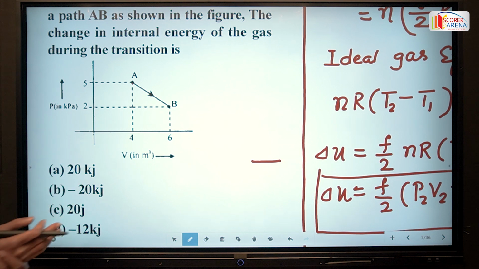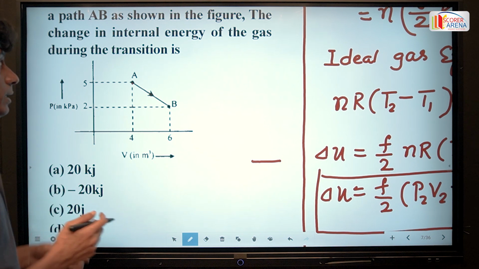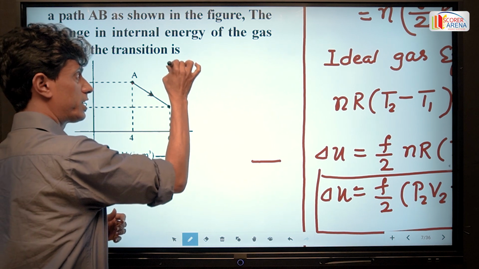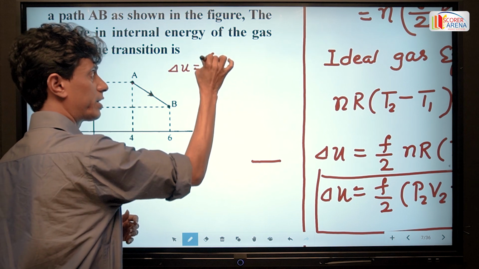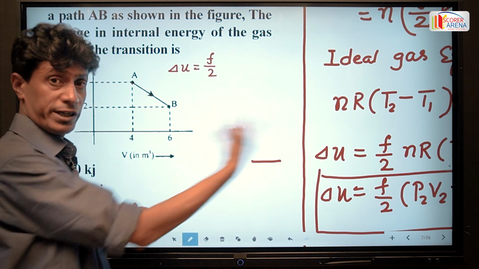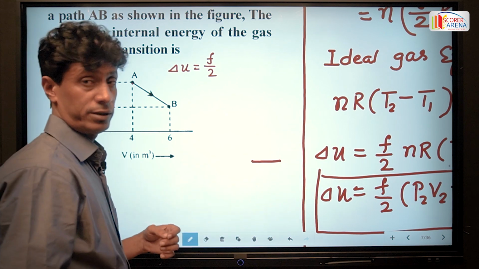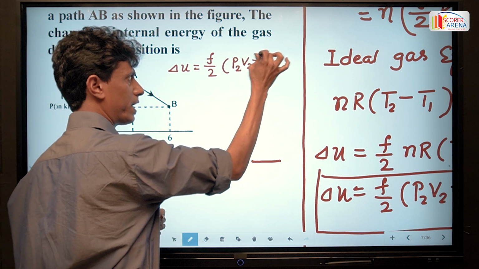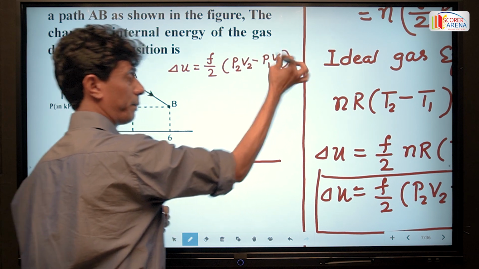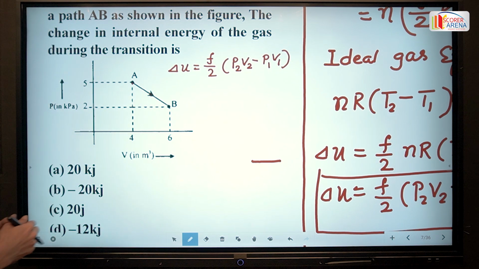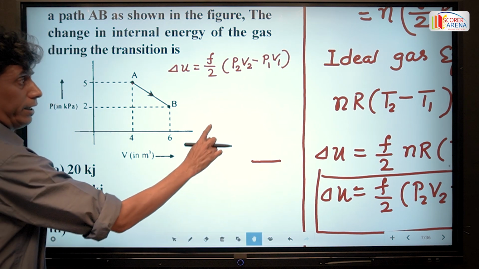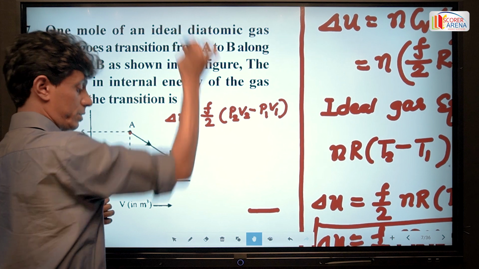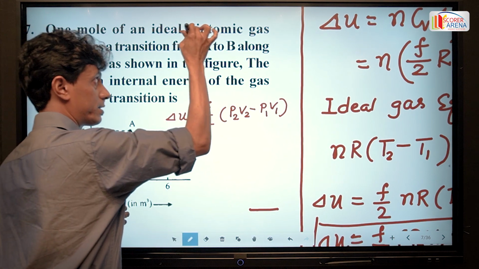So from the diagram shown in the problem, the question asked is the change in internal energy. So change in internal energy, directly we can write, as already discussed in our theoretical portion, it is P2 V2 minus P1 V1. And again, you have to first find the atomicity of the gas. It is diatomic.